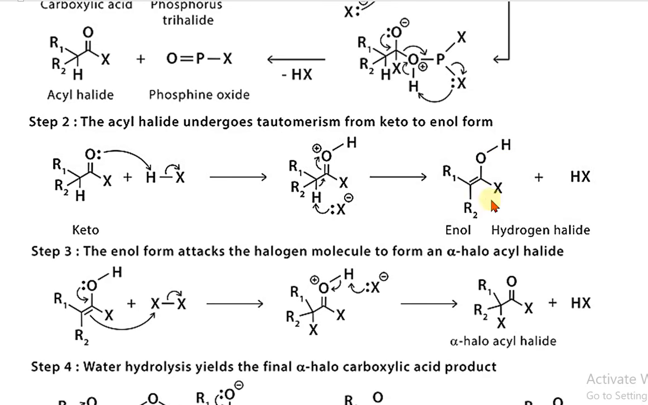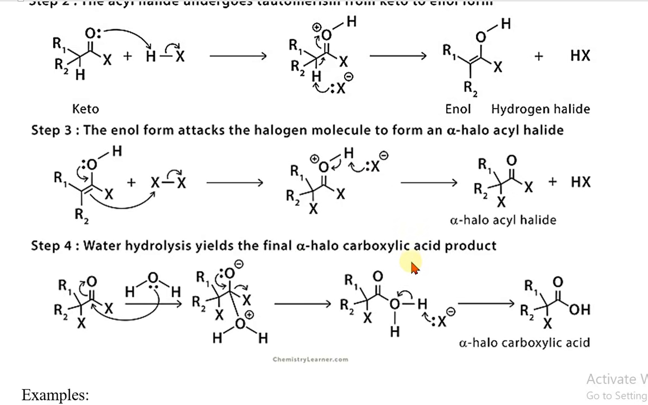Finally, the enol form adds to the halogen. This makes a double bond, and this pi bond adds to the halogen to give you this intermediate, and then deprotonation, finally, gives the alpha halo acyl halide.